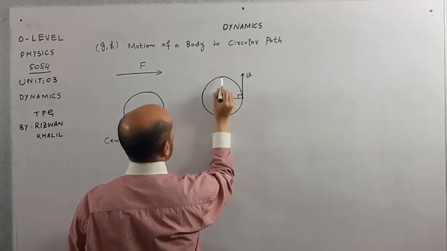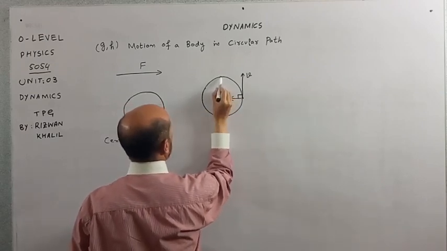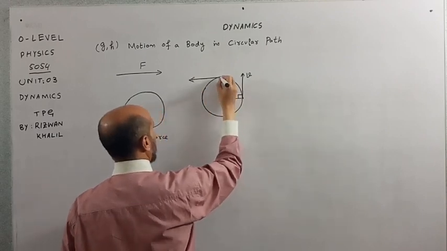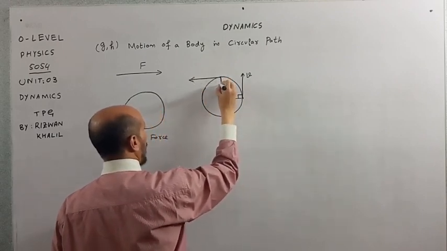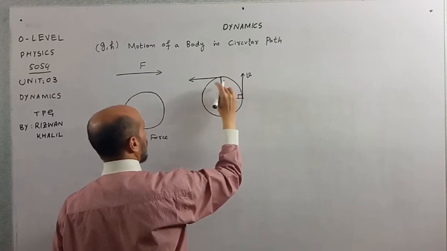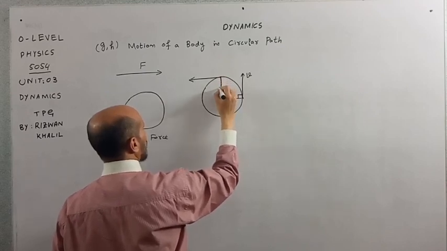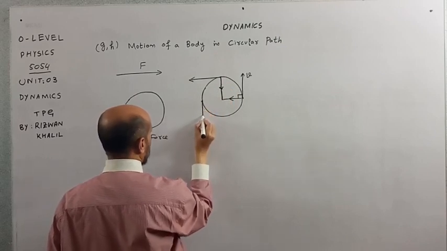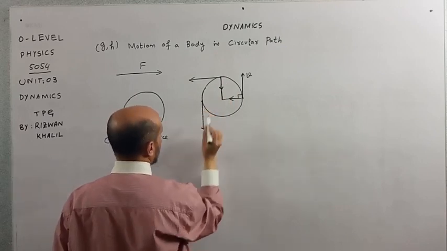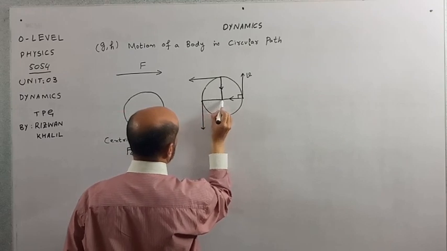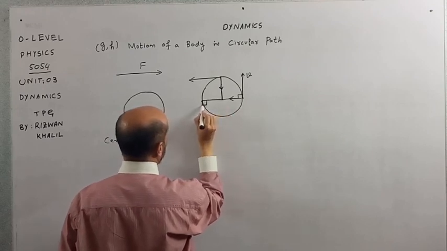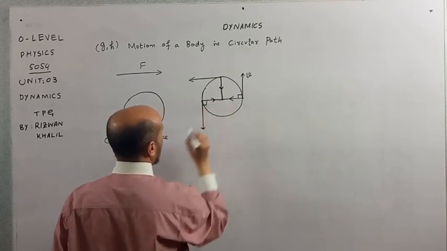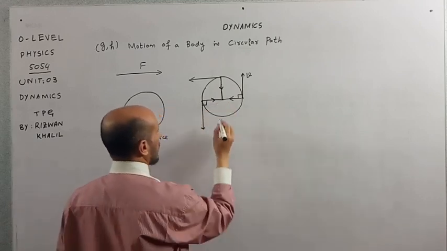Okay, if the direction of motion of the body is like this, or in this direction, then definitely the force will act perpendicularly, towards the center of the circle. If the body is at this point, then again the force is acting perpendicularly to the direction of motion of the body, and it will always be directed towards the center of the circle.